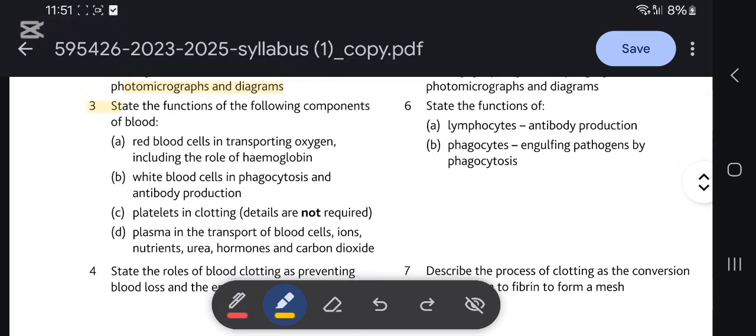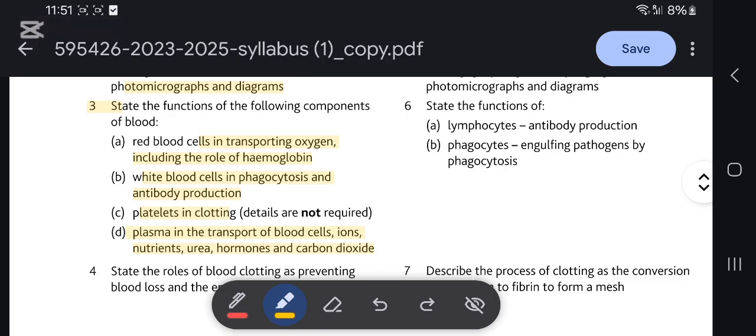Red blood cells are used in transporting oxygen, and there is a role of hemoglobin because hemoglobin combines with oxygen to form oxyhemoglobin. White blood cells are used in phagocytosis and antibody production. Platelets are used in blood clotting. Plasma is used in the transport of blood cells, ions, nutrients, urea, hormones, and carbon dioxide. Remember this.